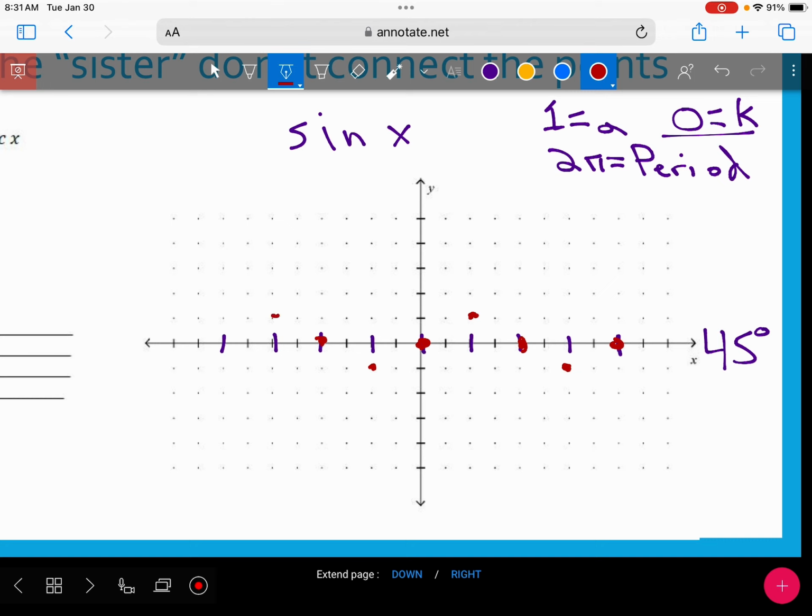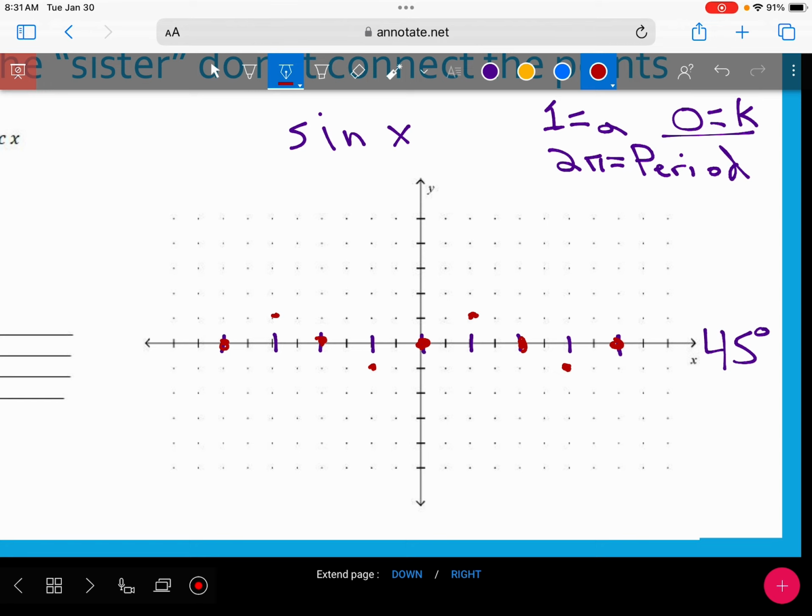Return to the midpoint, high, and then back where we started. So that right there is 4 pi's worth or 2 periods worth of sine points. And now because of those points, we're going to be able to plot out cosecant of x.